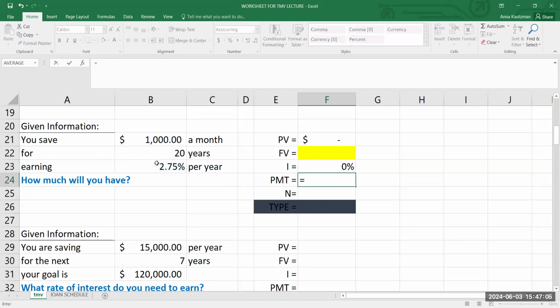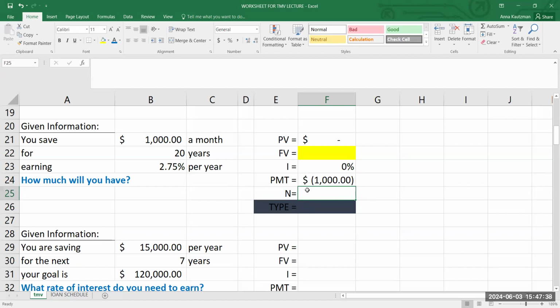Our payment is going to be negative. It's shown as a positive, but remember, there has to be a cash outflow to get a cash inflow. And in this case, we are paying $1,000 a month into the bank account. So we're going to make that payment a negative $1,000 because it's leaving our pocket to go into the savings account.